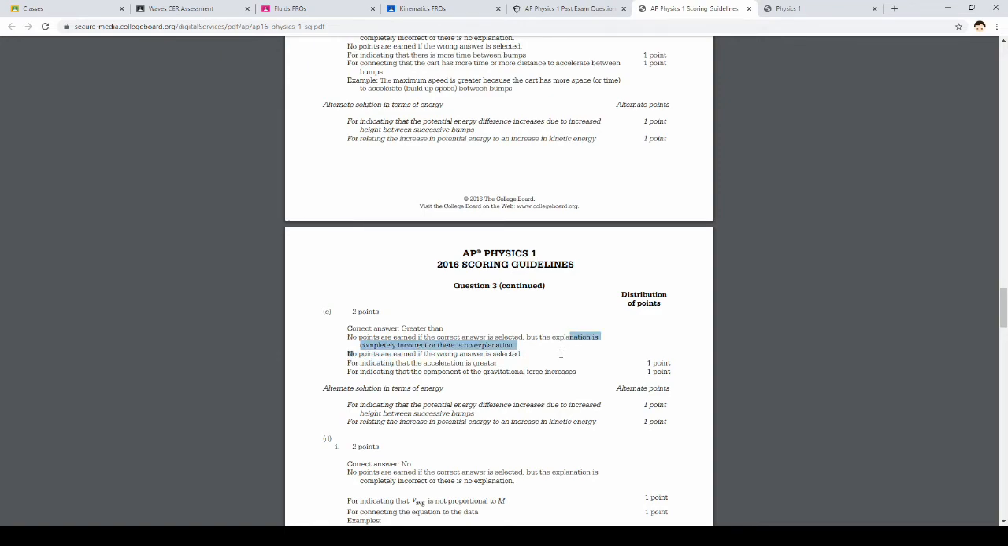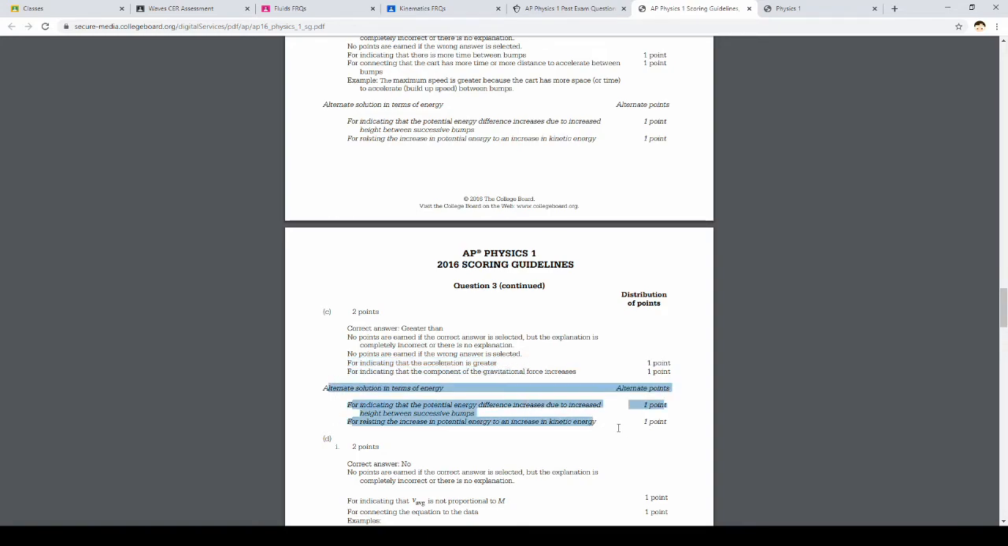No points are earned if the wrong answer is selected. So again, choosing the wrong box can immediately invalidate your response. So we can indicate that the acceleration would be greater because that angle theta is greater. The component of gravity that is causing acceleration is going to be more in line with the track. So our acceleration is greater, for indicating that the component of the gravitational force increases.